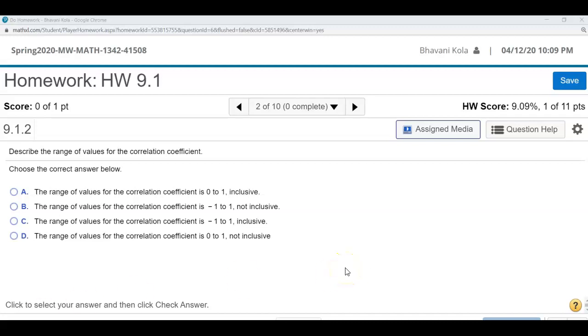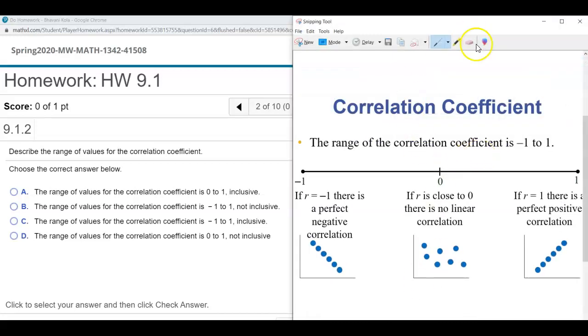Let's go ahead and take a look at a couple of our homework problems here. I'm on problem number 2, section 9.1. The second question is, describe the range of values for the correlation coefficient. Keep in mind what the correlation coefficient range is. The range of the correlation coefficient is from -1 to +1.